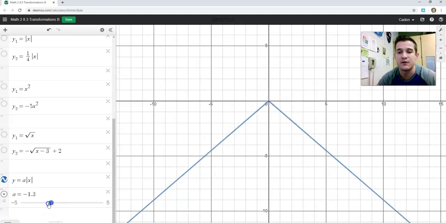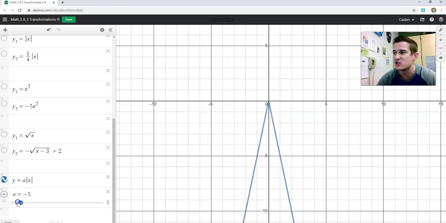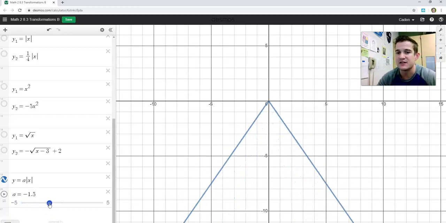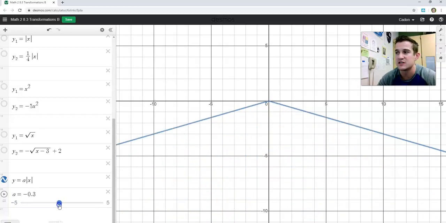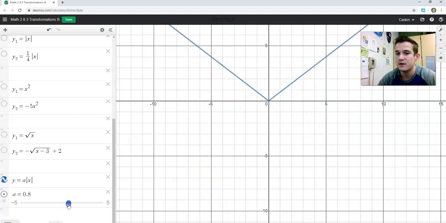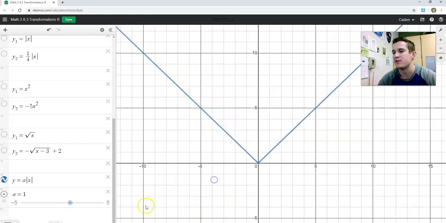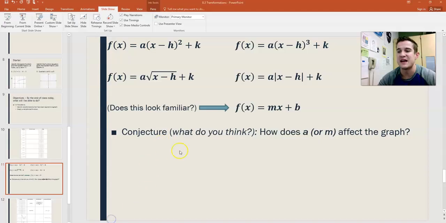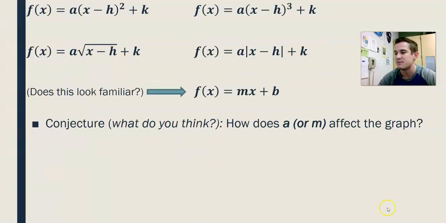If it's a number down here that's bigger than 1, it's going to stretch. If it's a number down here that's a decimal between 0 and 1, it's going to compress. So hopefully you can see some of those patterns emerging. I would write down those things that I had in the video just a minute ago, those rules for A.